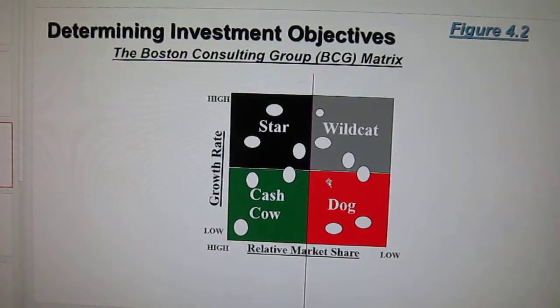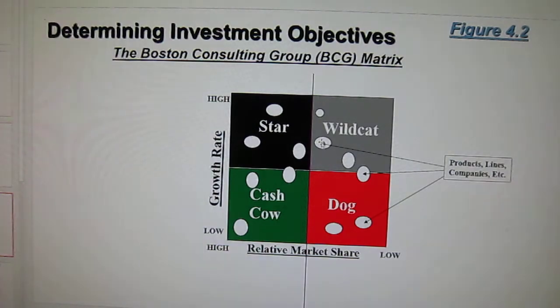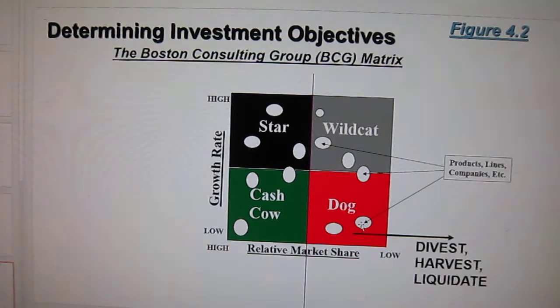Products, say, and these points of interest are products or their lines or companies or countries. They could be countries, like you're not doing so well in one country, you're thinking of withdrawing, but in another country you're doing great, you have high market share, high growth rate, so you're a star, but you still have room to grow.